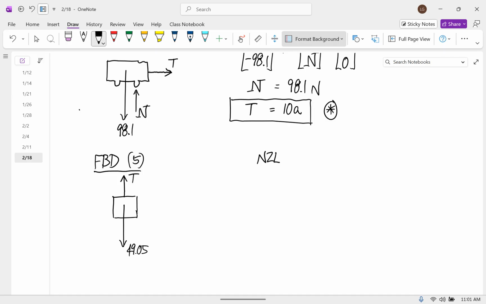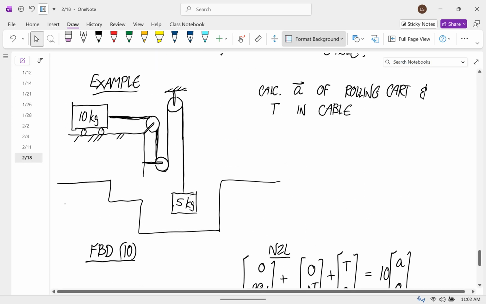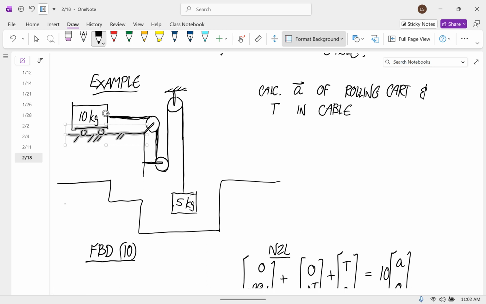So now we can go to Newton's second law. And it says 0, T, plus 0, negative 49.05, is equal to the mass times the acceleration vector. Okay, the free body diagrams tell us everything about the left side of this equation. They don't tell us anything about the right side of the equation. But is there anything that we can know from this configuration about the acceleration of the 5? Going up and down. It's going up and down, that's right.